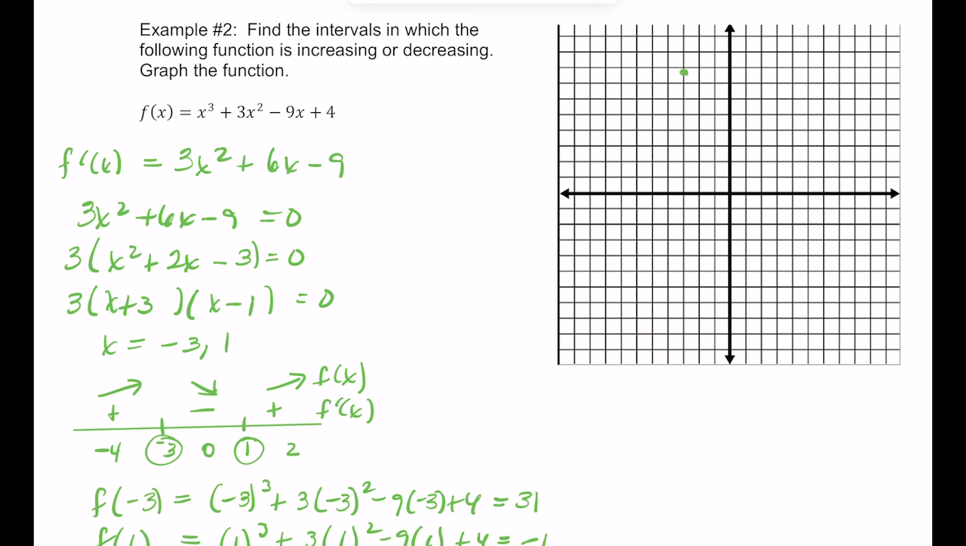And then I've got 1, -1. So that's going to kind of go right about there. -4, 24. 0, 4. And 2, 6.